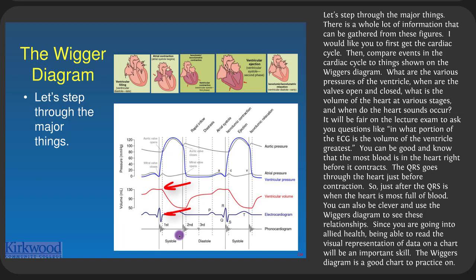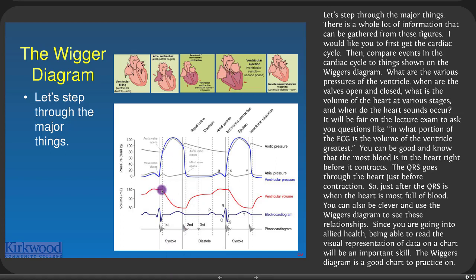You'll hear me say this a lot: you can either be clever or you can be good. Good is to figure it out just by thinking it through. Clever is to use tools like the Wiggers diagram. So you can be good and know that the most blood is in the heart right before it contracts. The QRS goes through the heart just before contraction. So just after the QRS is when the heart is most full of blood. That's being good. You can also be clever and say, well, here the volume is the greatest. Let's line it up with the EKG. The volume is greatest during the QRS.